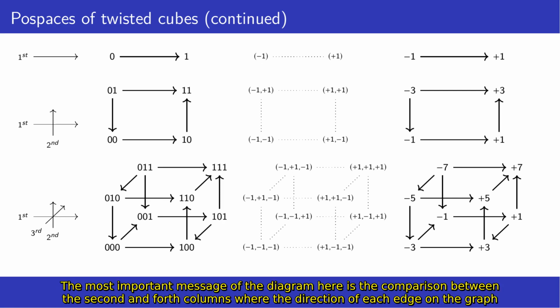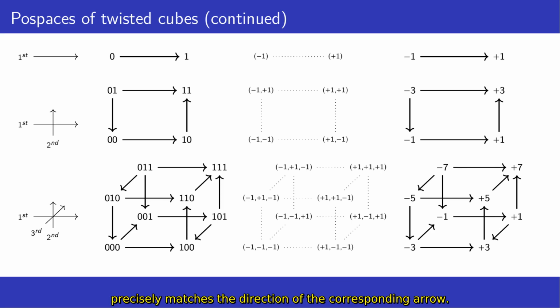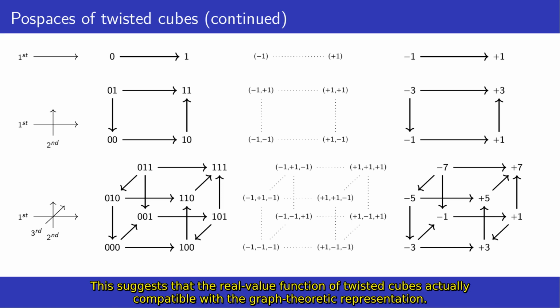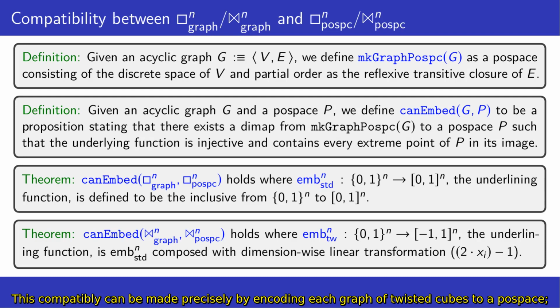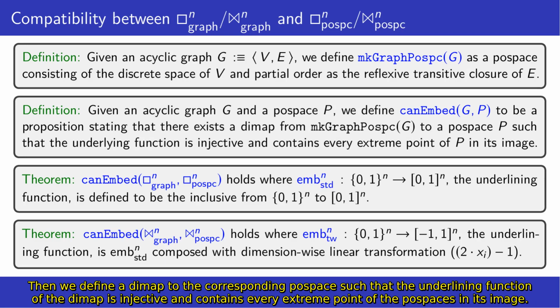The most important message of the diagram here is the comparison between the second and fourth column, where the direction of each edge on the graph precisely matches the direction of the corresponding arrow. This suggests that the real value function of twisted cube is actually compatible with the graph-theoretic representation. This compatibility can be made precise by encoding each graph of twisted cube to a postspace. Then we define a die-map to the corresponding postspace such that the underlying function of the die-map is injective and contains every extreme point of the postspace in its image.